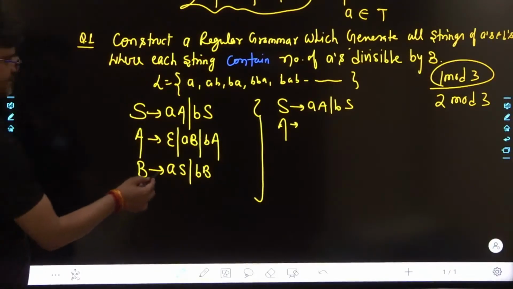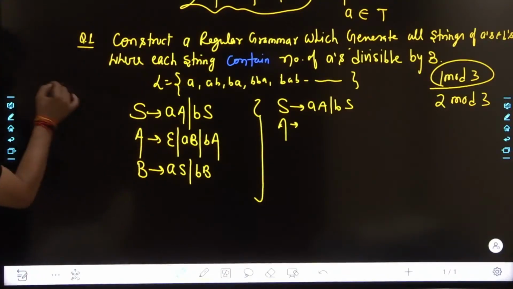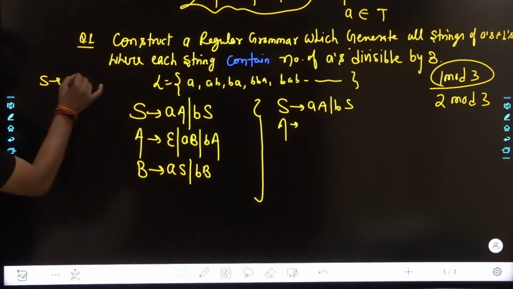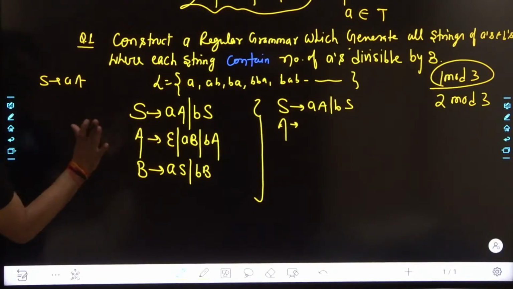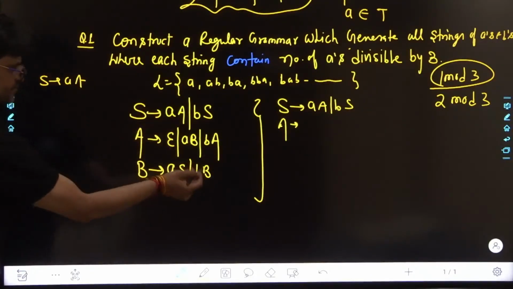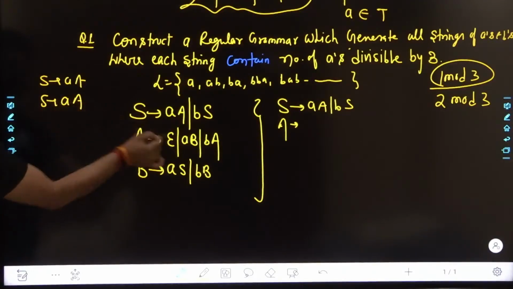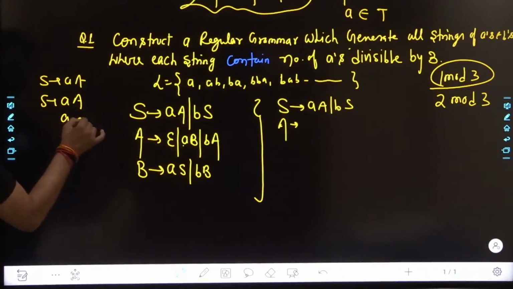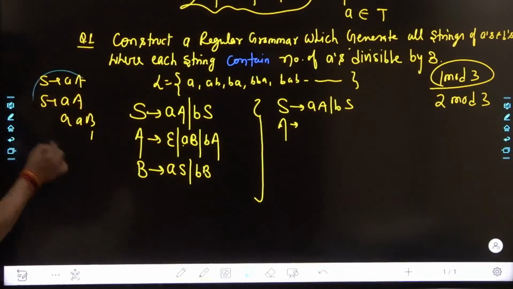Because of this one, how to generate 2 A's? See, instead of A, if I put epsilon, then it generates a single A. If I take epsilon here, then it generates 2 A's. How? Put this production instead of this one and put epsilon for this one. So, epsilon is not present here. Clear?